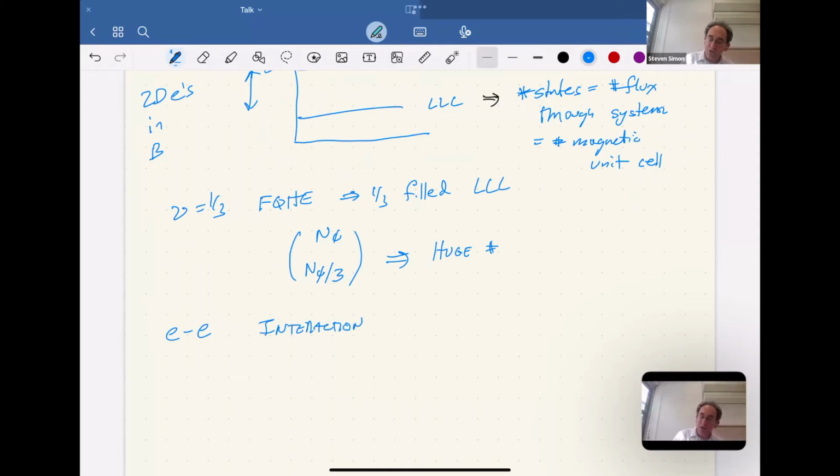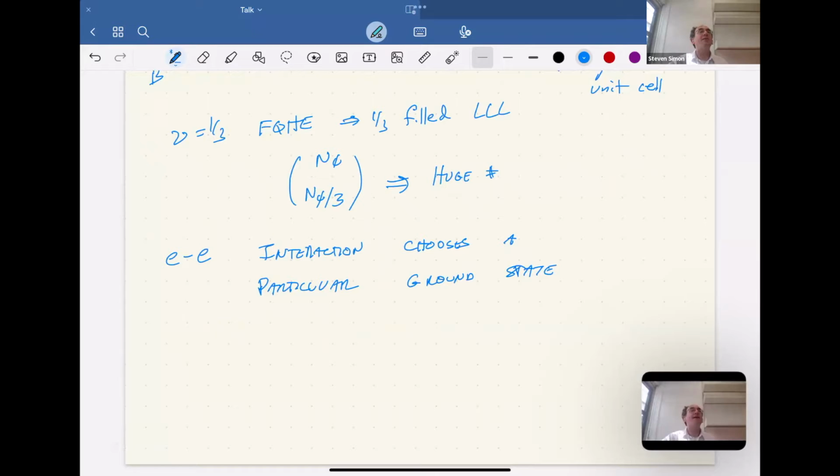is going to choose a particular ground state, or a set of 3 ground states.